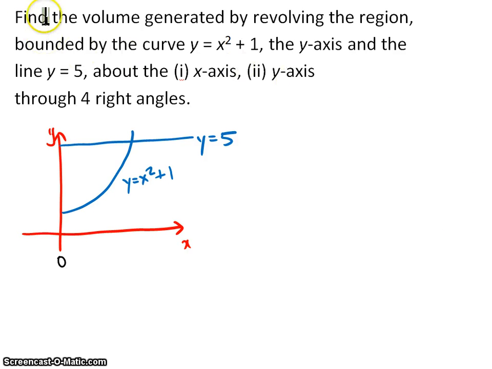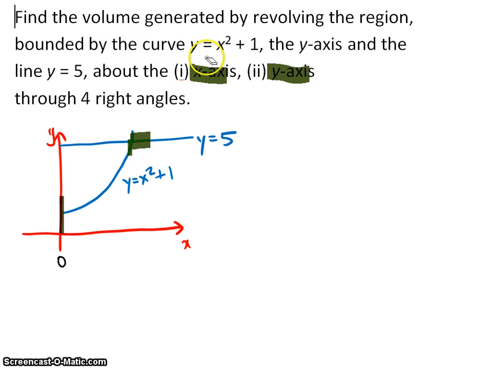This question wants us to find the volume of revolution generated by revolving the region bounded by the curve y equals x squared plus 1, the y-axis, and the line y equals 5, about firstly the x-axis, then the y-axis, both of which through 4 right angles.